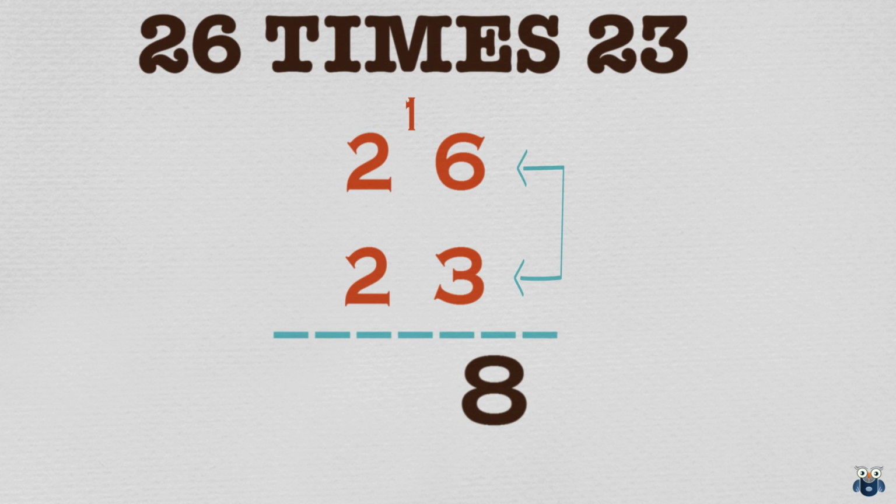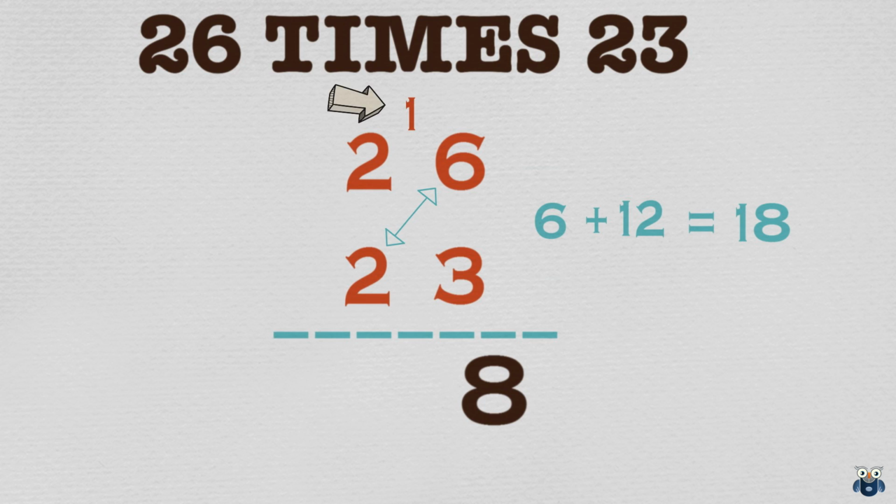We then do our cross multiplication. 2 times 3 is 6 and 2 times 6 is 12. 6 plus 12 is 18. But hey, don't forget the 1 we carried over. So 18 plus 1 is 19. Now what do we do? Again, we write down the 9 and carry over the 1.